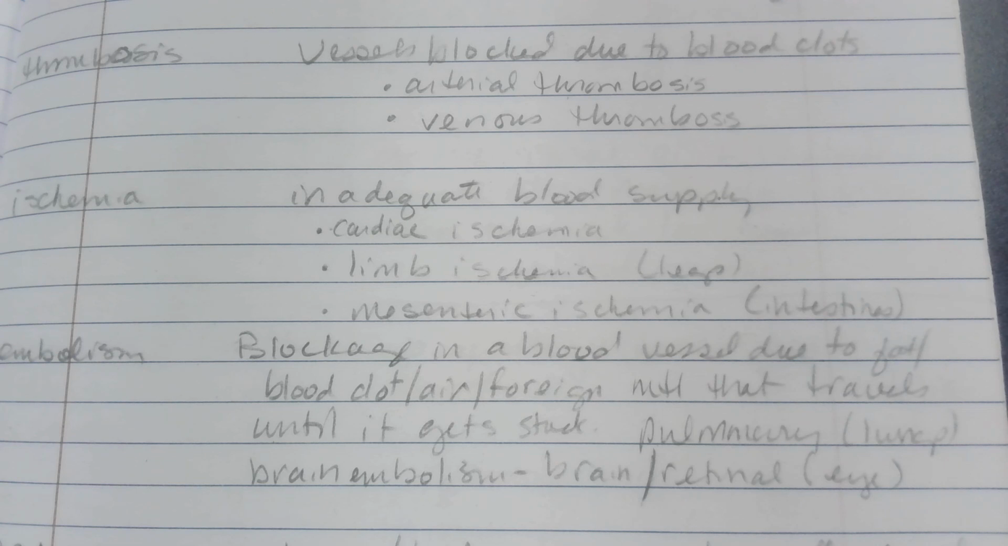So an embolism is a blockage in a blood vessel due to fat or a blood clot or air or foreign material, some kind of substance that travels until it gets stuck. Pulmonary embolism, brain embolism, so it depends on where in the body it's at.